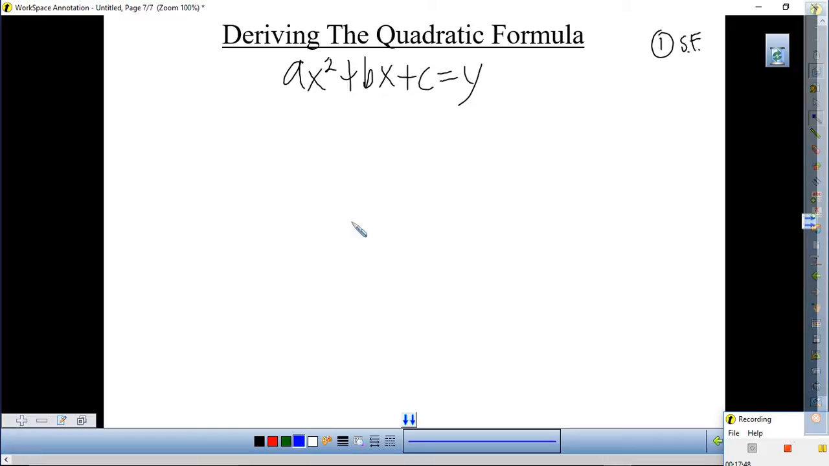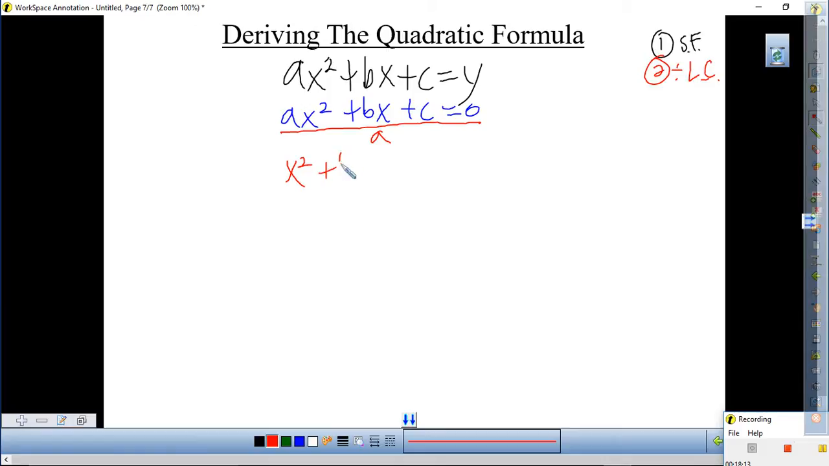Jordan. Make it equal to 0. So ax squared plus bx plus c equal to 0. Step 2. Caleb. Don't look at your notes. Divide by the leading coefficient. Leading coefficient is what? A. So we're like x squared plus b over ax plus c over a equal to 0.